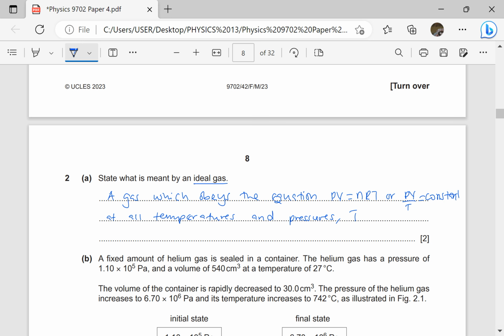T is the absolute, or thermodynamic, temperature, so you have to define this very well. It is the gas which obeys the equation PV is equal to nRT, but T must be the absolute temperature. Of course, nR is a constant, where n is the number of moles, or amount of substance, and R is the molar gas constant.